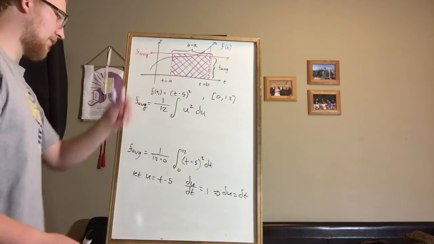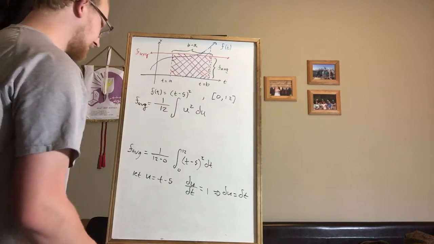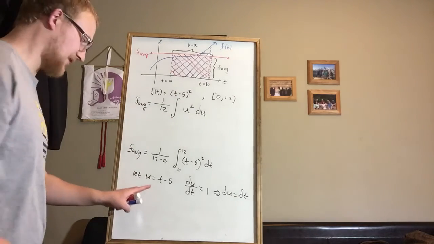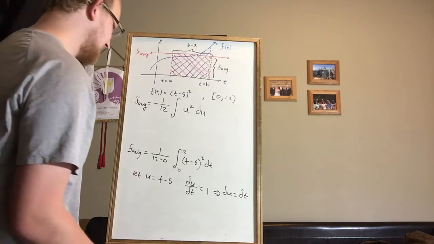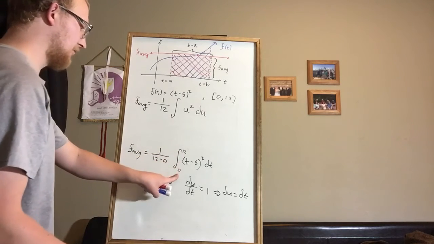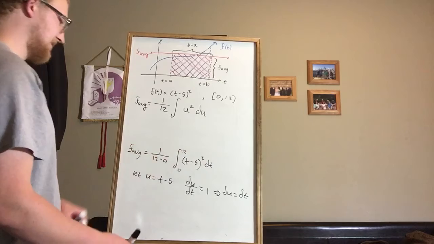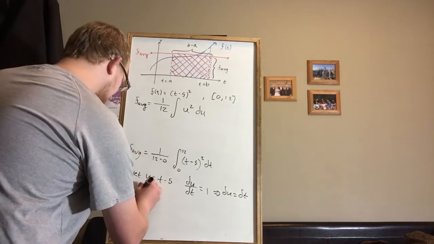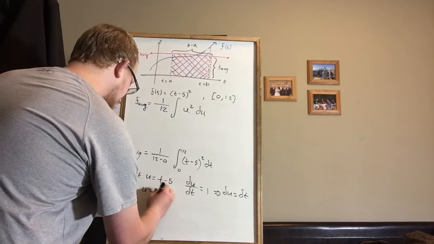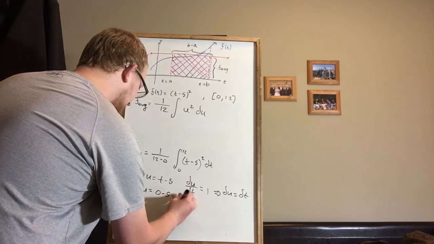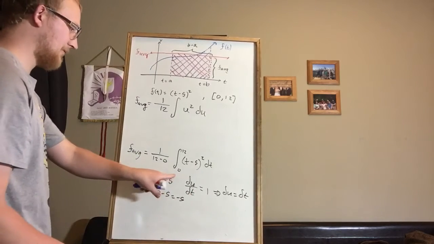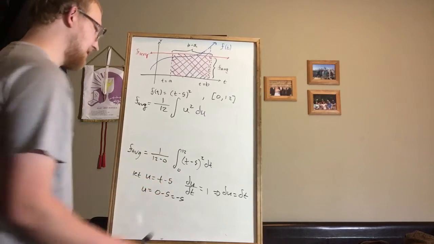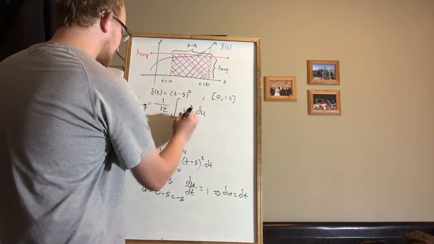Now we just need to figure out what our new boundaries are for this integral. And to do that, we'll use this equation for what u equals in terms of t. So we know that we're going from when t equals 0 to when t equals 12. So let's plug in t equals 0 to this formula. u equals 0 minus 5. Well, that gives us minus 5. So our lower boundary, we plugged in 0 for t, and we got negative 5 out for u.